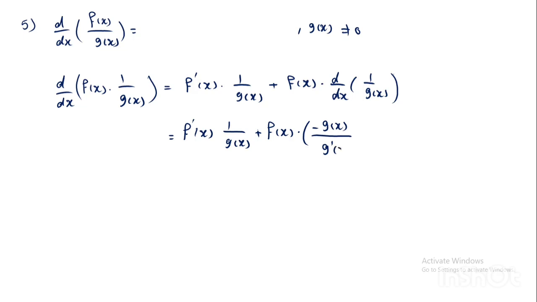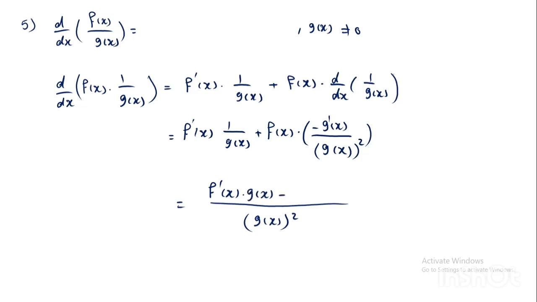We multiply by g of x here, so we have g of x here, and we have g of x squared, and we add these two fractions. So we have the final result: f derivative of x g of x minus f of x g derivative of x over g of x all squared.